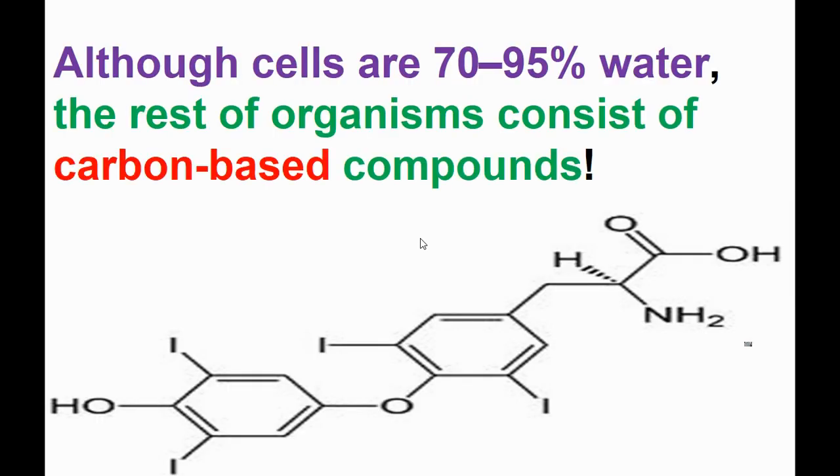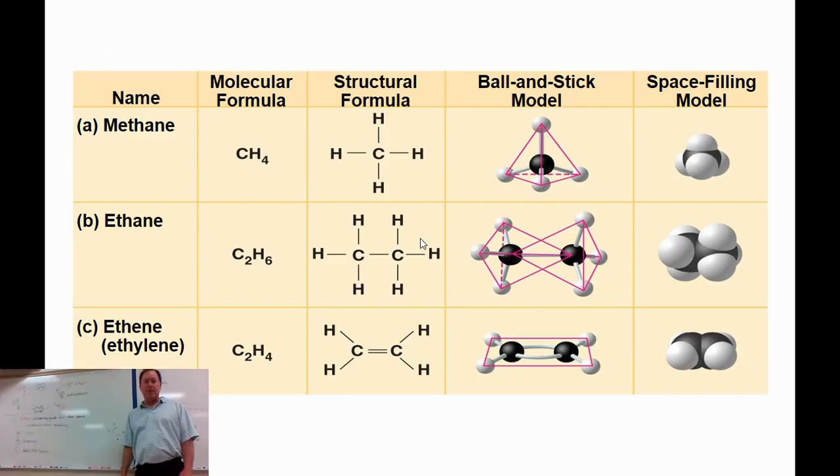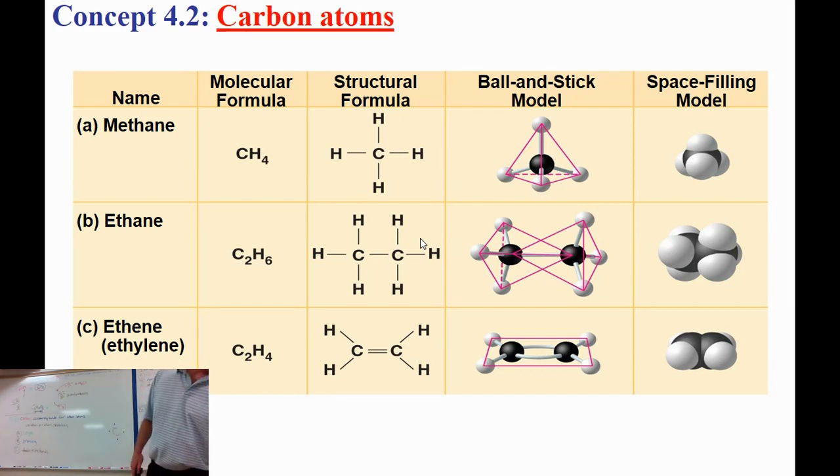Although cells are 90% water, the rest of organisms consist of carbon-based compounds. You can see that here. I'll teach you what all these little angles and stuff means. That's organic chemistry. Well, this should be a picture that you have. I should have given you a couple handouts here, or maybe I didn't. Maybe I never saw you. But this is a picture that's in your book.